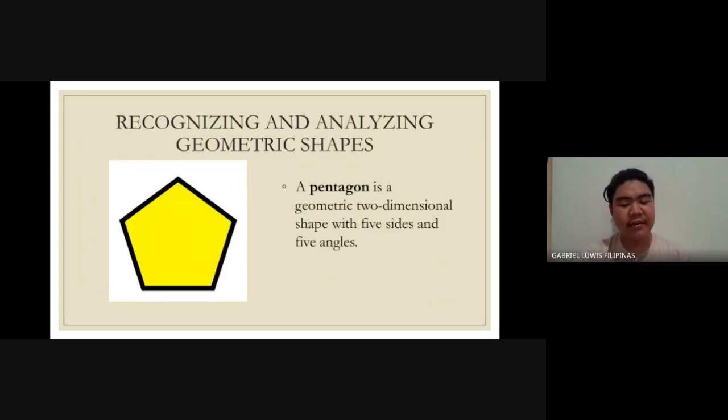And lastly is the pentagon. It is a geometric 2-dimensional shape with 5 sides. As we can see in the picture, it has 5 sides: 1, 2, 3, 4, and 5 sa baba. And 5 angles. So a pentagon has 5 straight sides that do not overlap. So if the pentagon, kunwari hindi na siya nag-overlap or not connected, kunwari na-curve ang isa, then it is not called a pentagon.